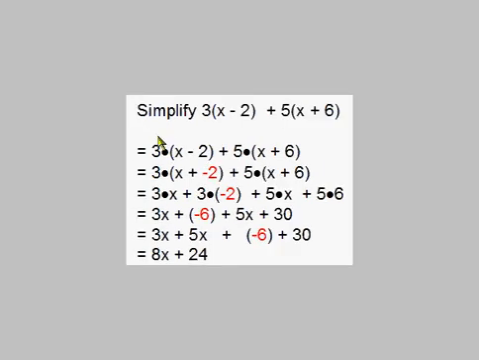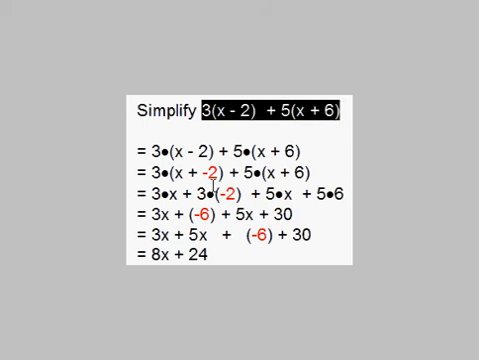We're going to do another problem where we apply the distributive property and add like terms. Only this time we're going to do a problem that has a negative sign involved. The problem is 3 times quantity x minus 2 plus 5 times quantity x plus 6.